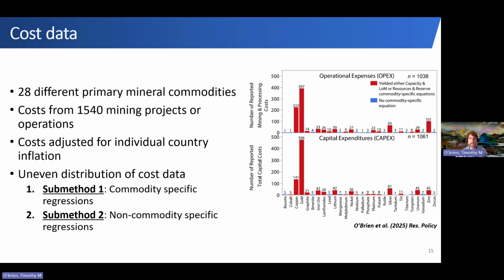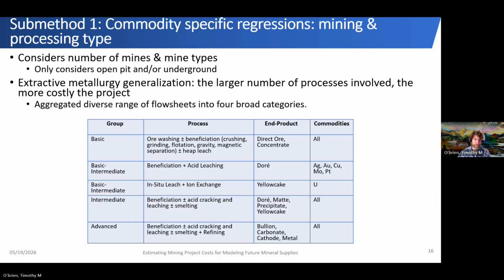To deal with this uneven distribution of the data, what I did is develop 2 separate methods: commodity-specific regressions as well as non-commodity specific regressions. For the commodity-specific regressions, we were able to further break down those costs into the number of mines, and then also the mine types that were included. For this study, we are primarily concerned with open pit and underground mines.